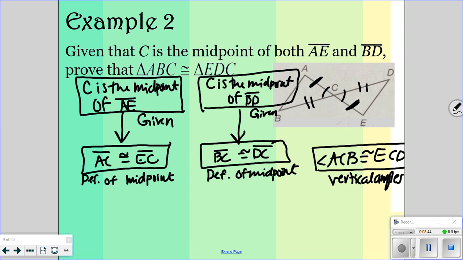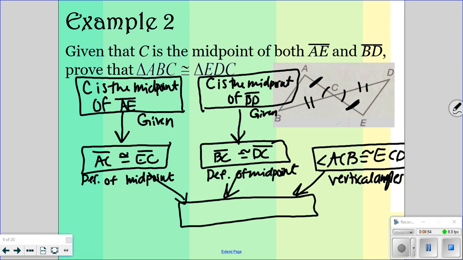So from all 3 of these, now we can say that the triangles are congruent. So triangle ABC is congruent to triangle EDC. And the reasoning here would be side angle side. Okay, so that's how that would work.